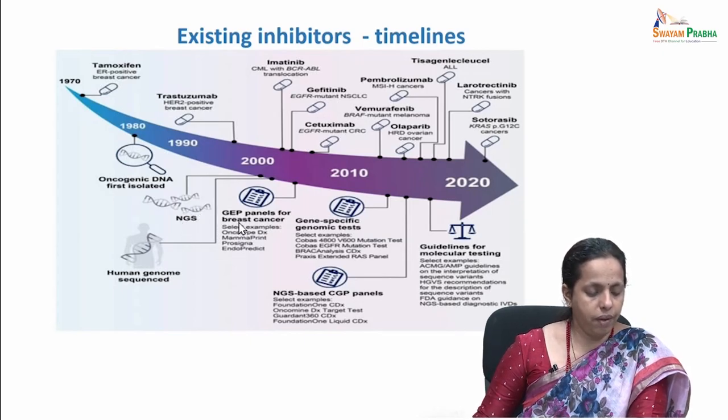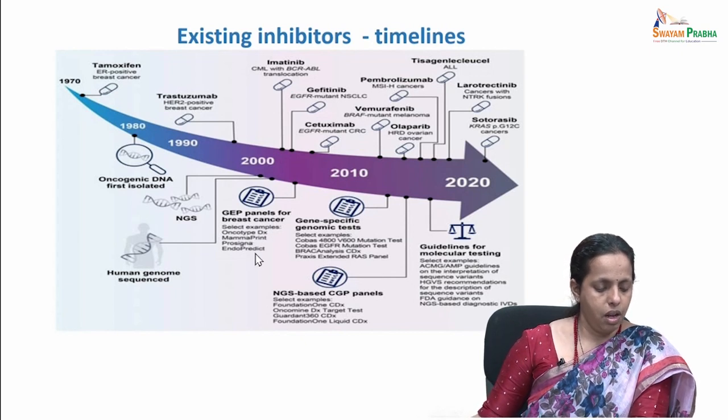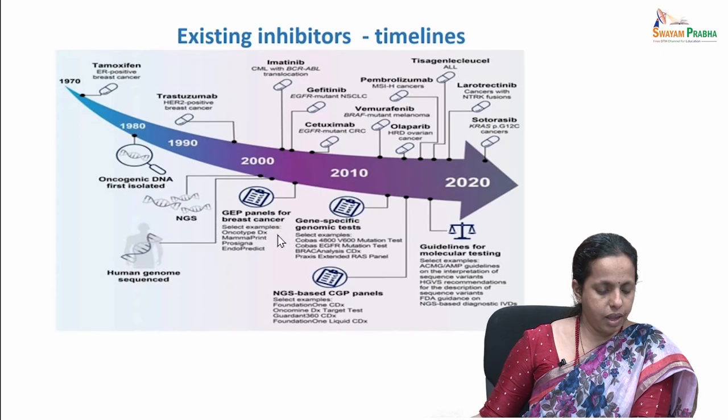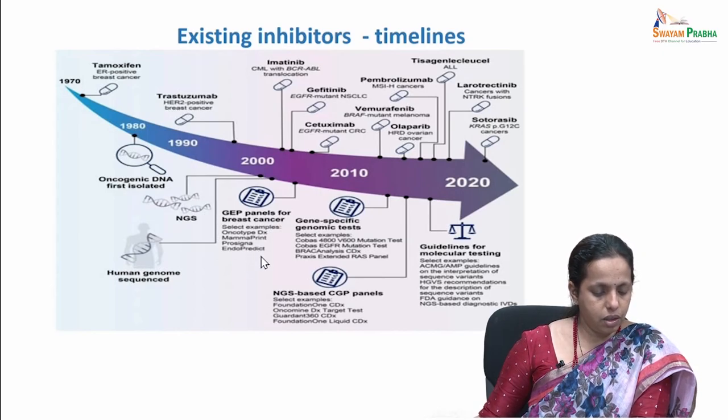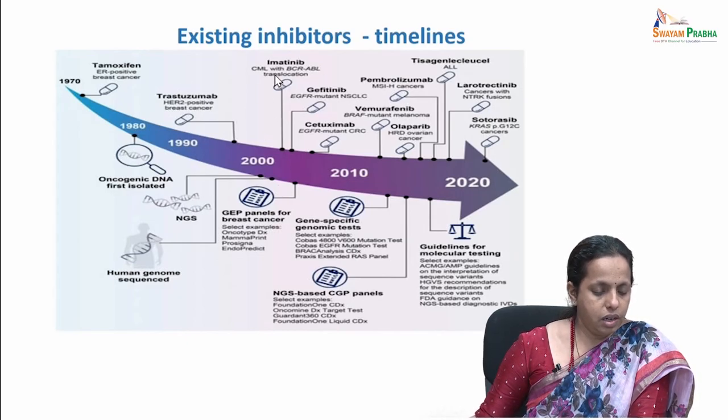And then you have the specialized gene panels for breast cancer, where you can select examples such as Oncotype. Then you have MammaPrint, the Prosigna, very important, that is using NanoString. All these milestones came around this point of time. For this, what are the different drugs?